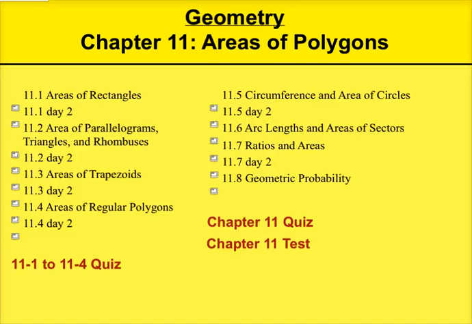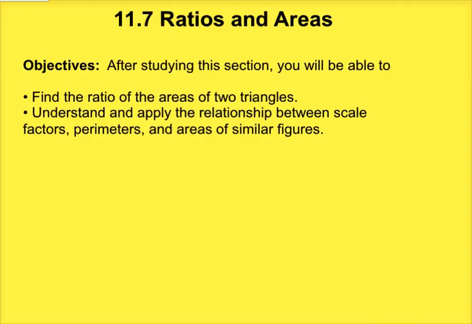Chapter 11, Areas of Polygons. Today we're going to cover section 11.7, Ratios into Areas. Our objectives for today will be to find the ratio and the areas of two triangles, and to understand and apply the relationship between scale factors, perimeters, and areas of similar figures.